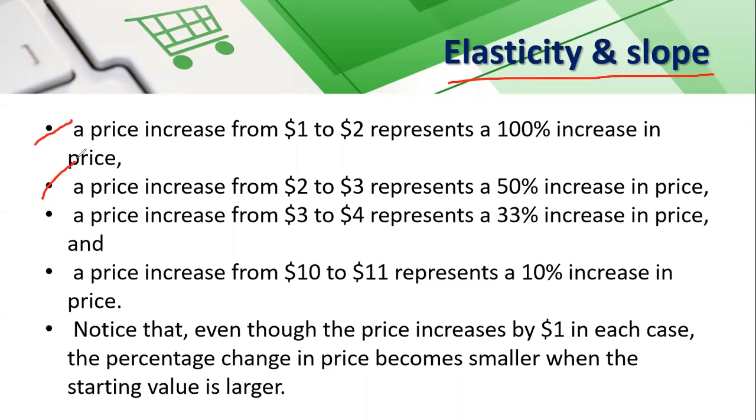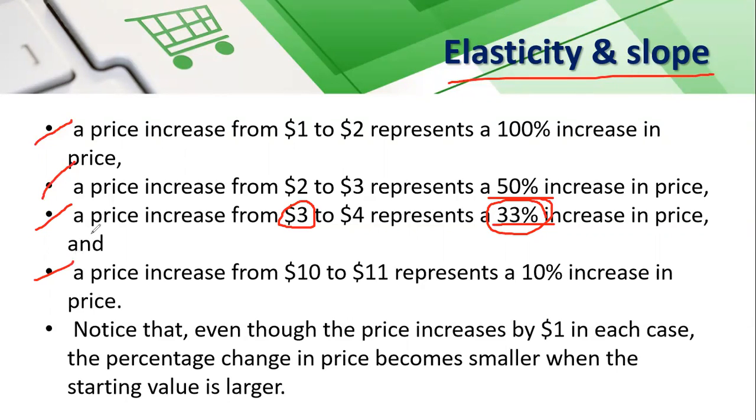So that's why there is just a 50% increase in price. Now let's go to the next one. A price increase from $3 to $4 represents a 33% increase in price, because our base is already $3, so the increase is only 33%. So 1 divided by 3 equals 33%.